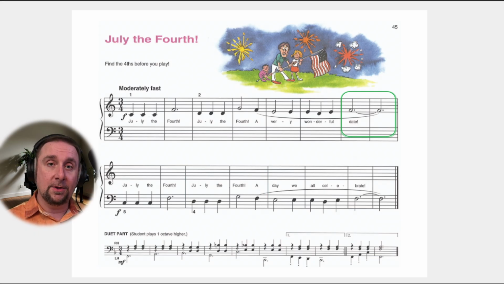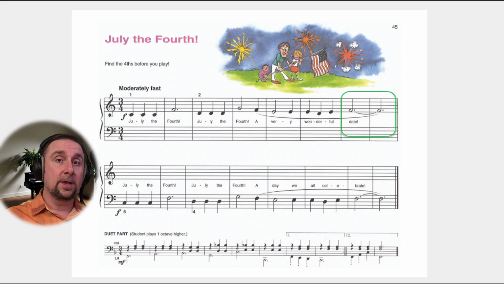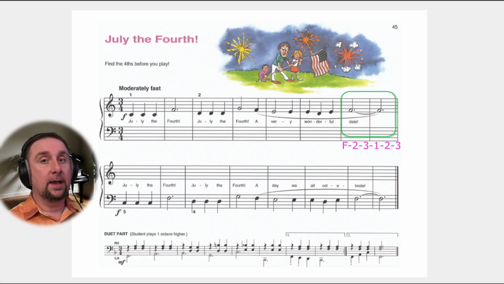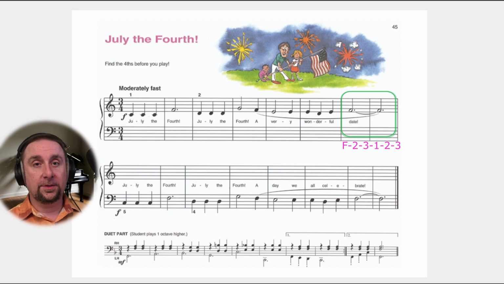Remember what we say whenever we get to anything like this: whatever the note is, the letter name, then we just start counting, and then when we get to the next measure, we start over on count 1 again. So it would be F, 2, 3, and then 1, 2, 3.